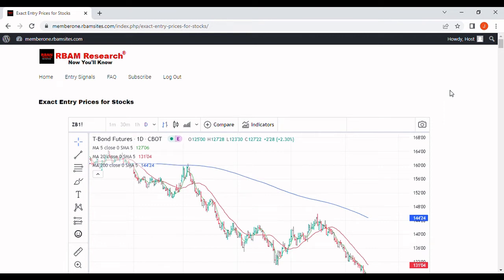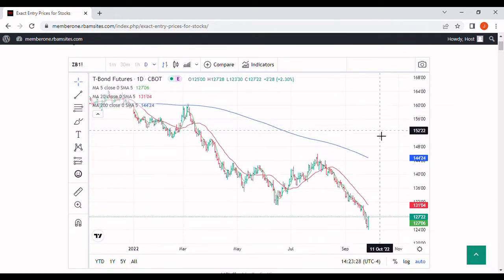We're going to do a brief video on T-bond futures, and we've got a daily chart up here for you of the Chicago Mercantile Exchange. The Chicago Board of Trade T-bond futures contract is ZB. This is a continuous contract, and we'll take a look at this and see what's going on.